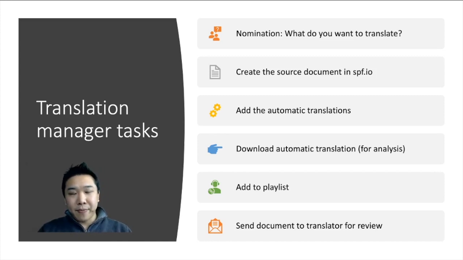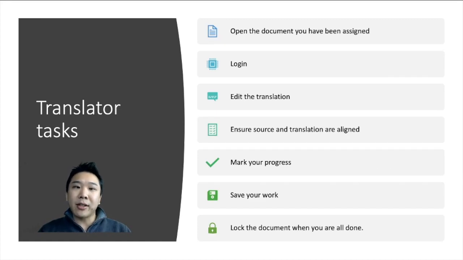If you're a translator, you're going to receive perhaps an email with a link to the document that you've been asked to translate. You can open it up, log in, and go line by line through the translation and the original document to see if the automatic translation is sufficient and to make corrections for anywhere that it makes a mistake.